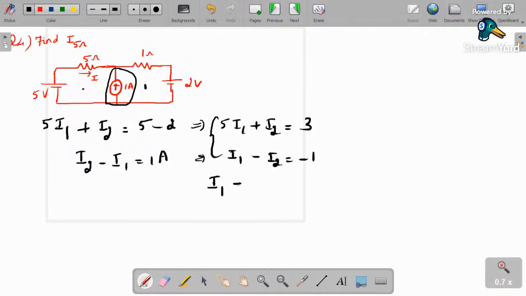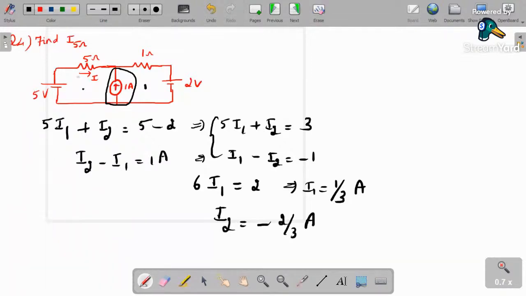So you'll get I1 is equal to, is simply just add them, so you get 6I1 is equal to 2. So from this I1 will be equal to 1 by 3 ampere. 2 by 6, so 1 by 3. So what about I2? Just solve, I1 is 1 by 3, so what is the value of I2? It will be minus 2 by 3 ampere.